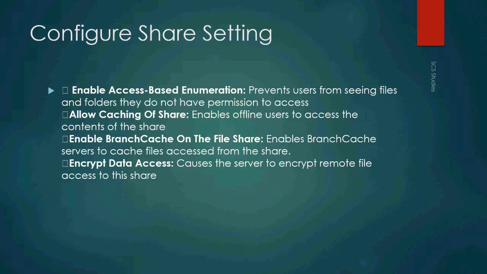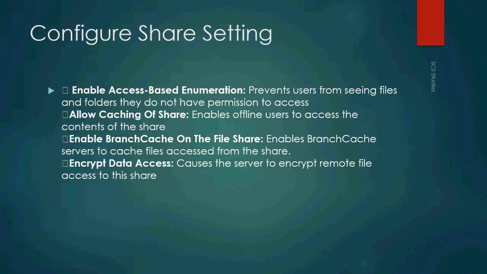The next is allow caching of share. It enables offline users to access the content of the share. This is basically a caching feature from the client side. If you enable this feature on the server, then the offline user, that means the user who does not have a connection with the file server, may also access the content of a share, but it will consume disk space on your local machine.